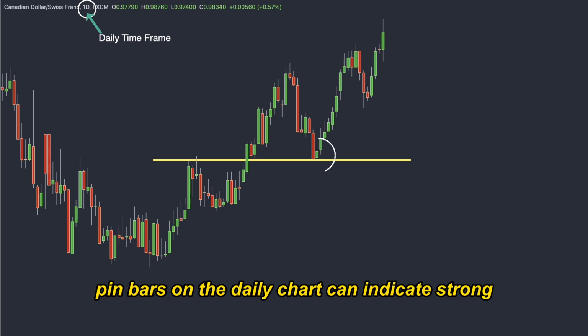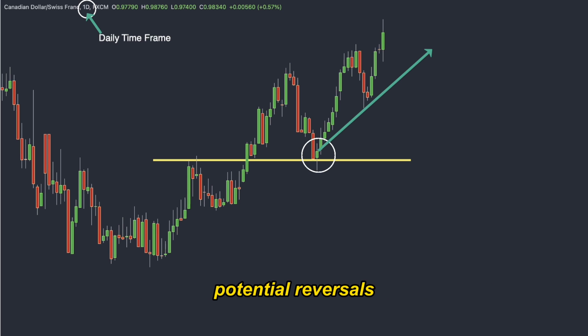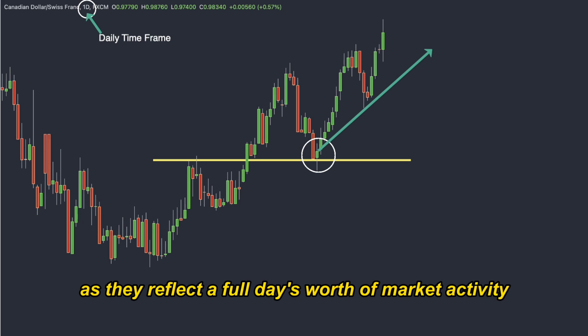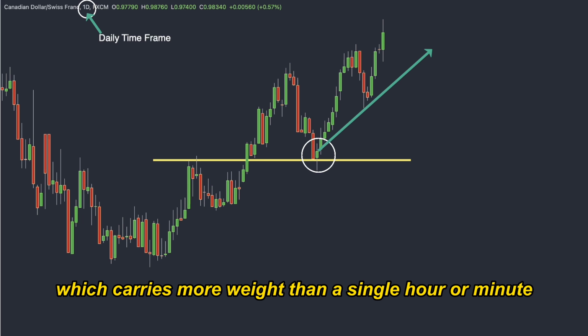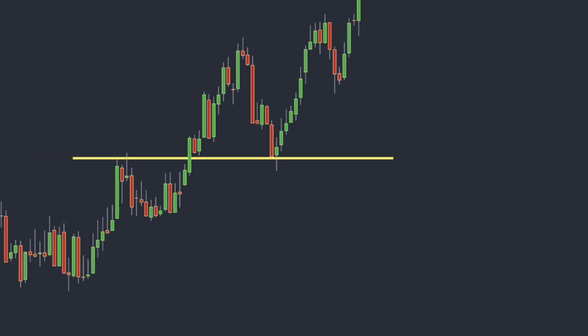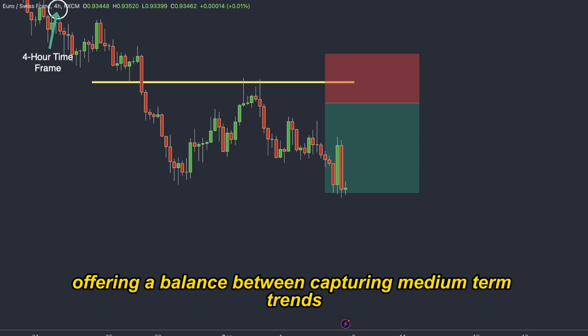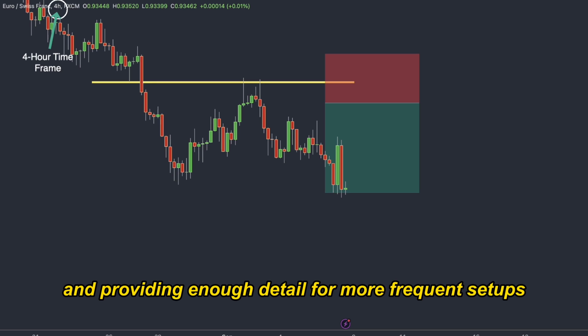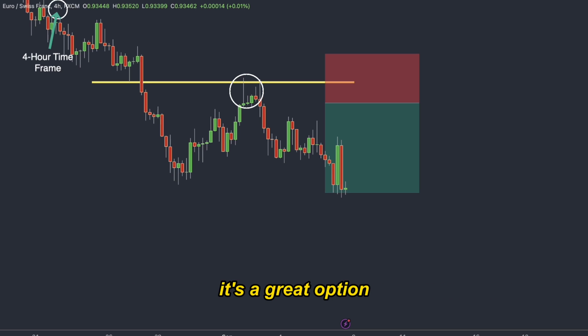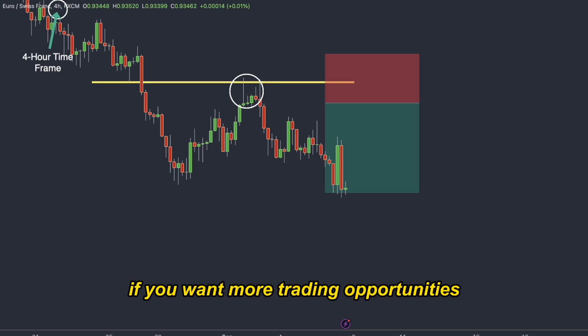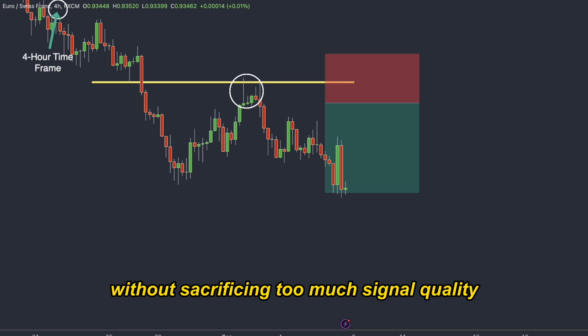Pin bars on the daily chart can indicate strong potential reversals, as they reflect a full day's worth of market activity, which carries more weight than a single hour or minute. The 4-hour chart is also highly reliable, offering a balance between capturing medium-term trends and providing enough detail for more frequent setups. It's a great option if you want more trading opportunities without sacrificing too much signal quality.